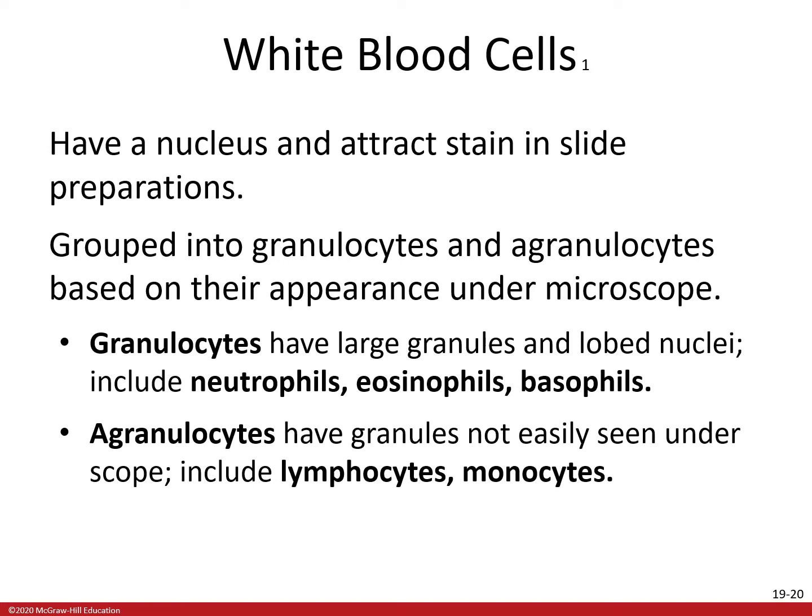Okay, moving on into white blood cells or leukocytes. Leukocytes are going to have a nucleus, unlike their red blood cell cousins, and attract stain in slide preparations. So this is why white blood cells appear to be that more dark purple or a darker color than red blood cells. It is just because they attract more stain in slide preparations. We already talked about their grouping from granulocytes to agranulocytes. Just make sure you know the difference there and which type of white blood cells are going to be included in each of those groups.